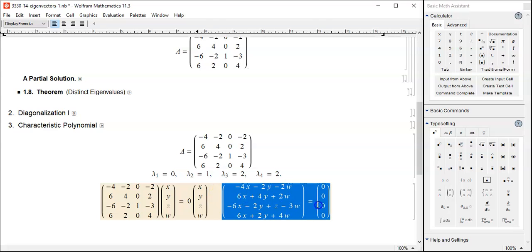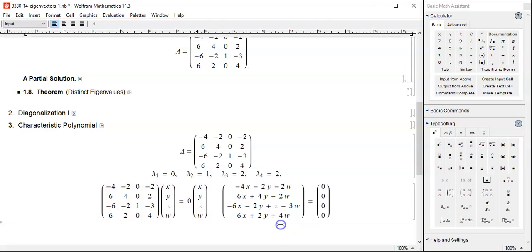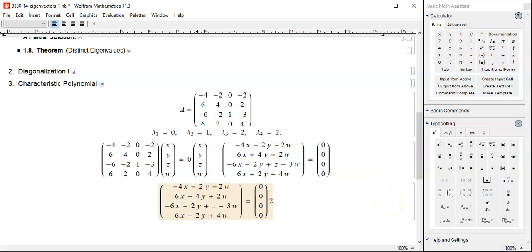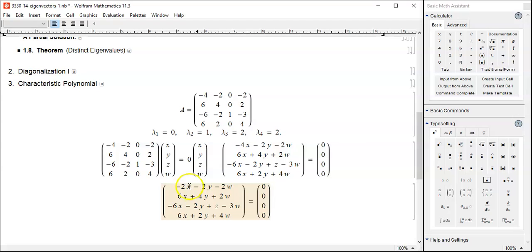Now, can you simplify this further before doing any elimination? Let's simplify. Everything is even, so divide everything by 2. That's negative 2, negative 1, negative 1. How about this? Divide by 2: 3, 2, and 1. This one: 3, 1, 2, if I divide each by 2 and simplify. Okay, we had some simplification.